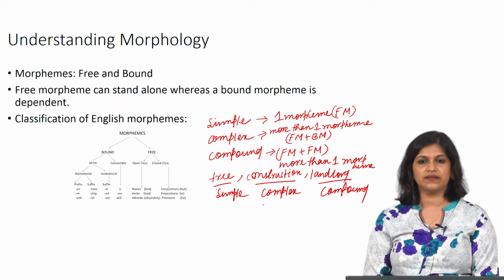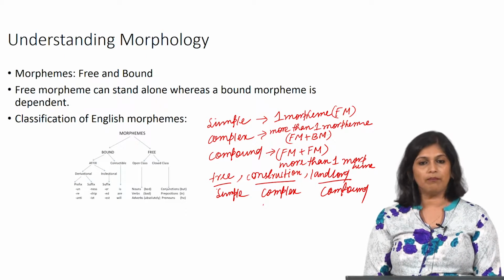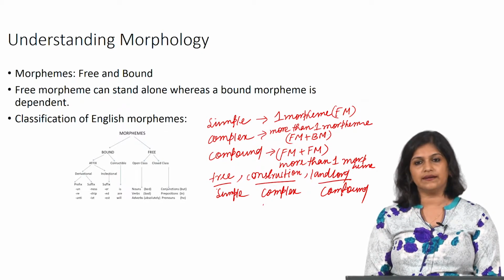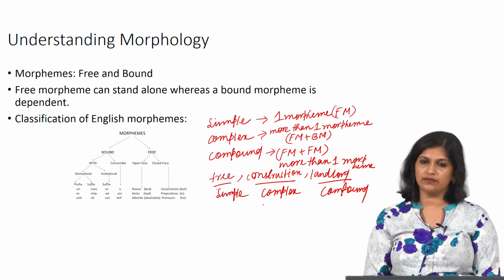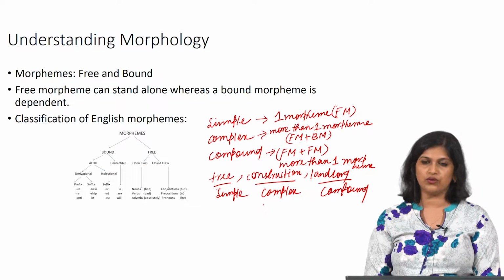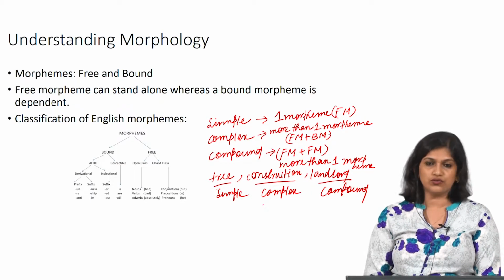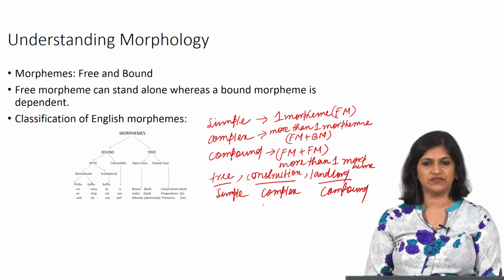Similar is the case with another type of multi-morphemic word, that is, the compound. When you say compound word, it must have one free morpheme and the other one is also a free morpheme. So two free morphemes together, or more. If you are speaking an Indian language, it could be more than two free morphemes which may come together.